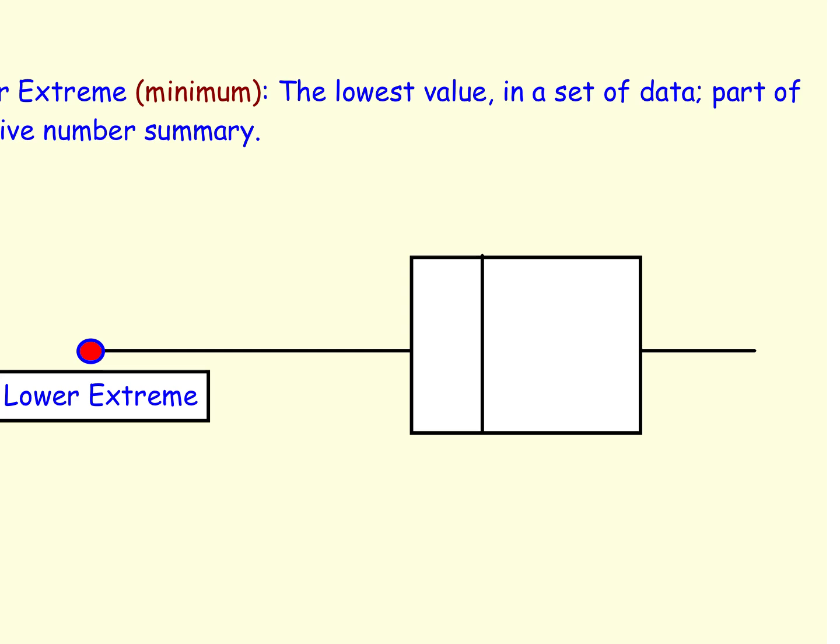So the one on the far left here is called the lower extreme. The lower extreme is just a fancy name for the minimum. It's going to be the smallest data point in your set of data.